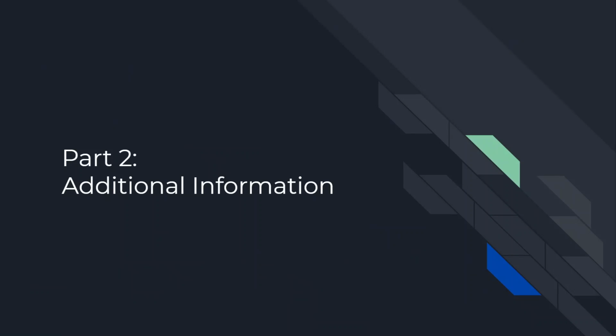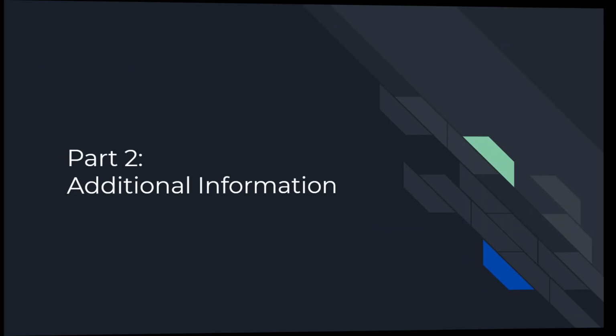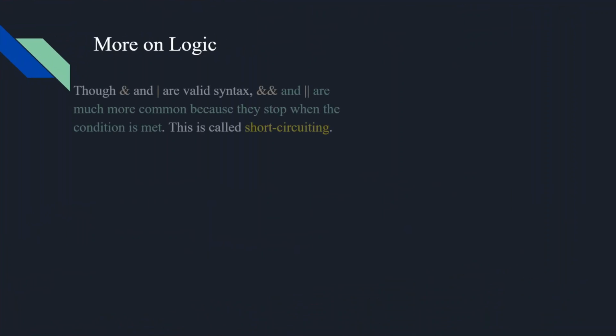Now I move on to part 2, additional information on logic in Java. Let's go a bit more in depth on what we talked about before. Like hinted to previously, & and | are valid syntax in Java, but they are usually outclassed by && and ||. This is because && and || stop when their condition is met. As in when an && sees a false statement or an || sees a true one, it does not bother checking the second condition. This is known as short-circuiting and is very useful, especially to avoid errors.